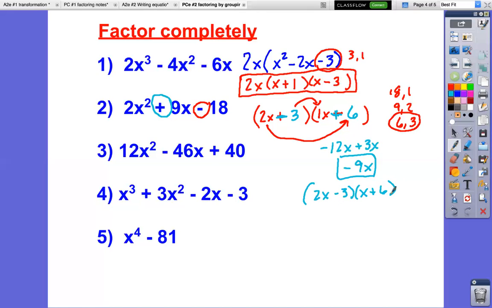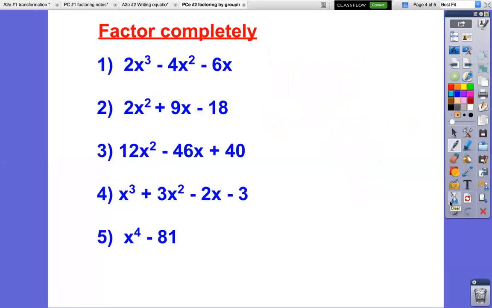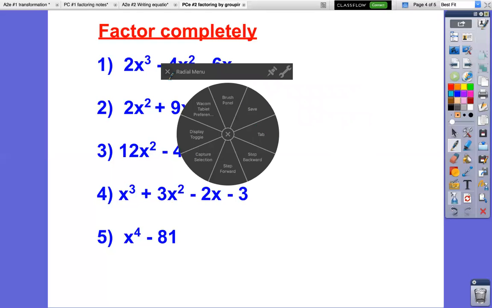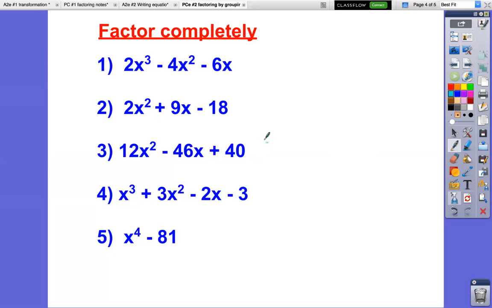Okay. Number 3. And we're not going to have as much time as I thought. I really wanted to give you guys 20 minutes. So number 3, can I pull out a common factor first? The answer is yes. So my greatest common factor that I can pull out is a 2.